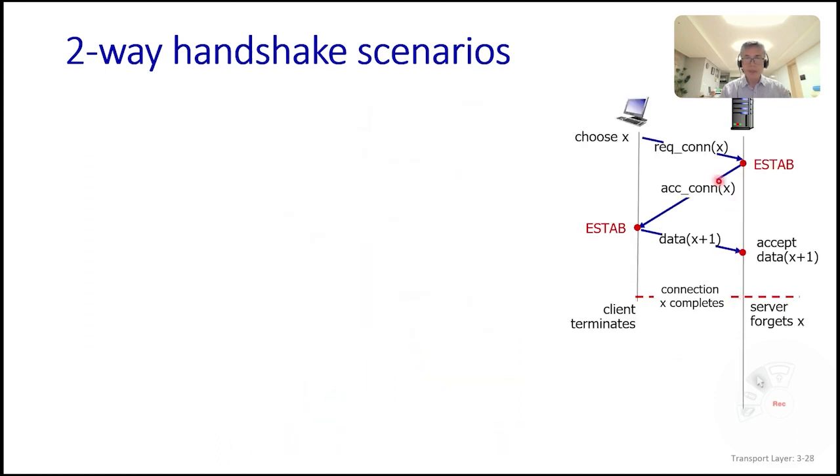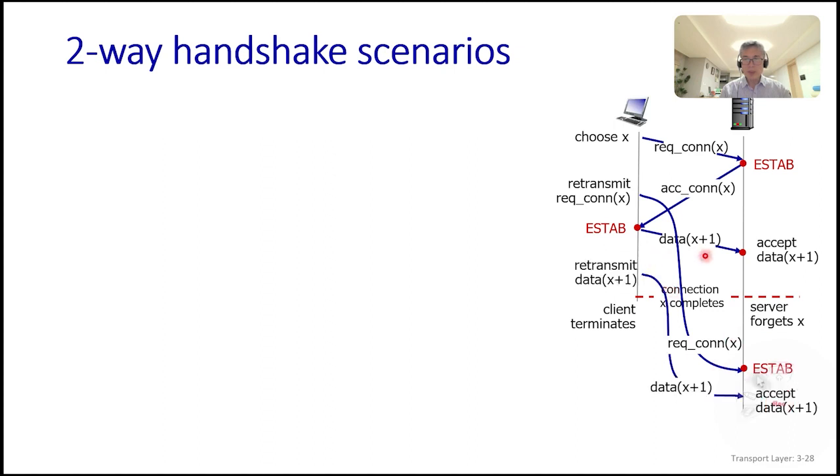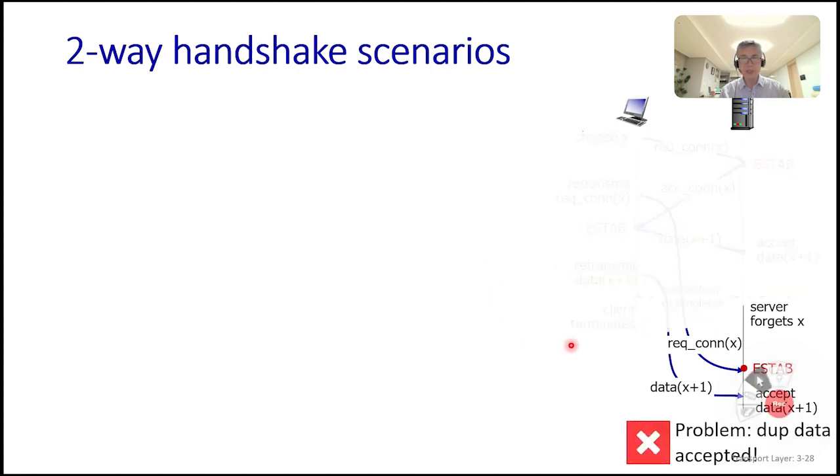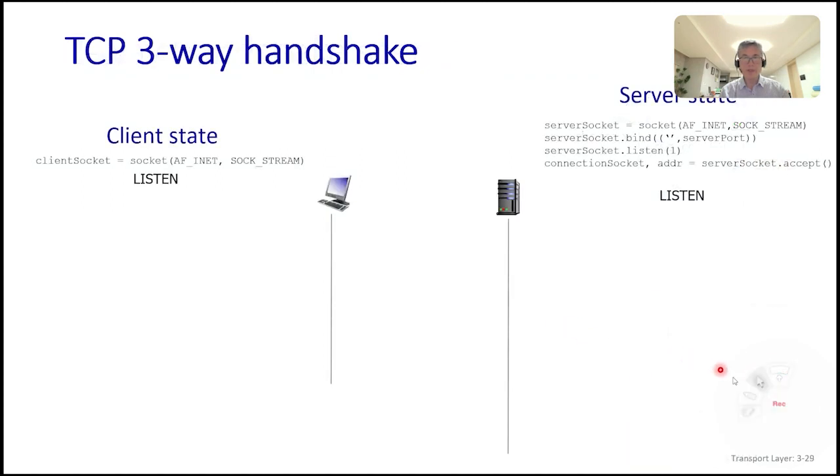The second problem is here. The connection is established, data is accepted, and then the open is retransmitted, and this one is also established. The data is also retransmitted because of a timeout. So even though the client and server previously terminated the session, this one is an established connection and the data is received. So all the data is received twice. This is also a problem: duplicate data accepted.